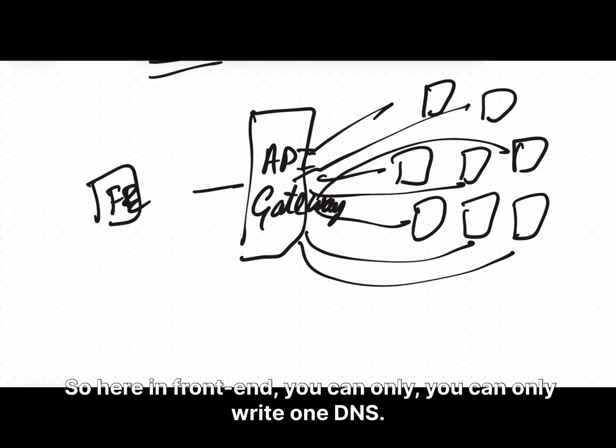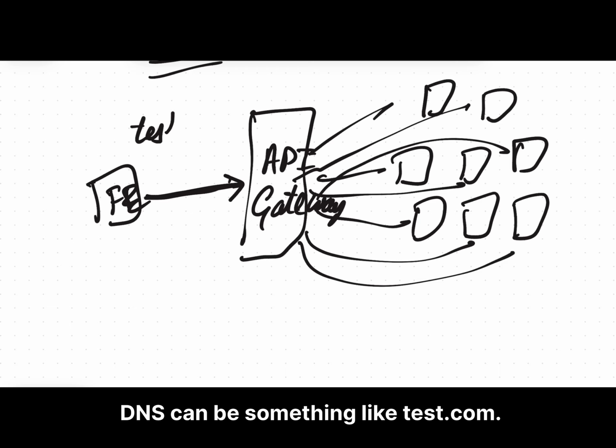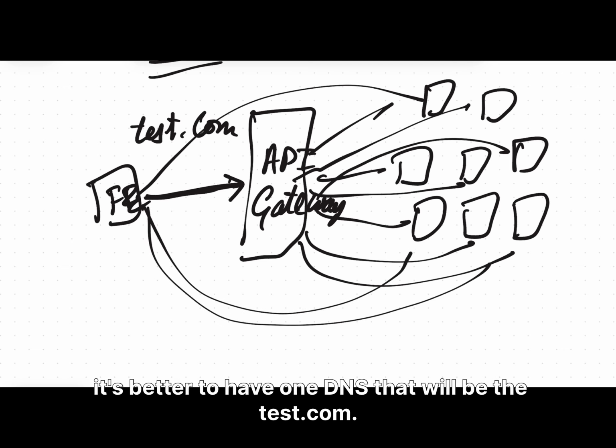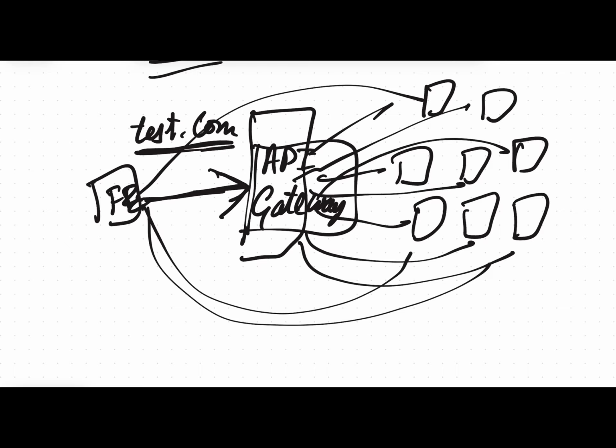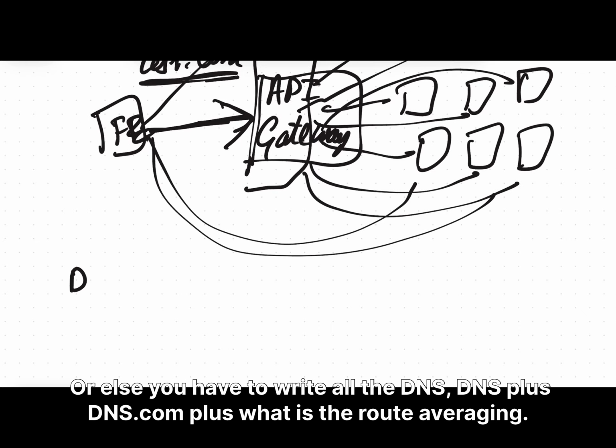Here in the front end, you can write only one DNS, that will be like any API or DNS. DNS can be something like test.com. Rather than writing all of them, it's better to have one DNS, test.com, that will be the API gateway. Or else you have to write all the DNS plus DNS.com plus the route, everything.